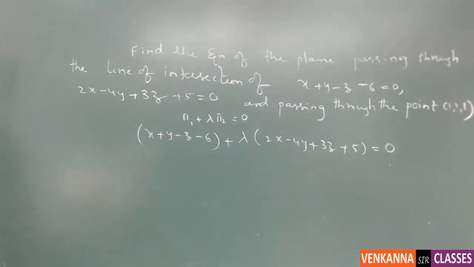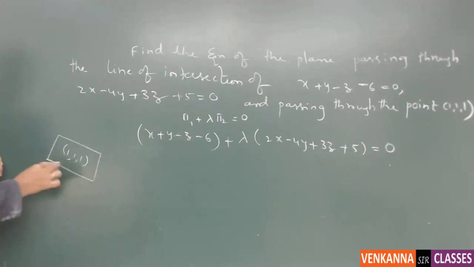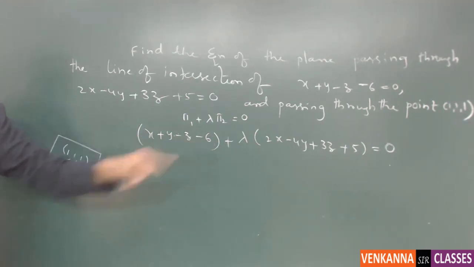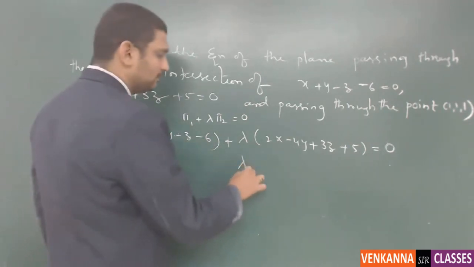Now I want to determine the value of lambda as per the problem condition. It is given that the new plane passes through the point 1, 1, 1. It means that our required plane contains the point 1, 1, 1. So obviously 1, 1, 1 satisfies the plane equation. So let us substitute 1, 1, 1 in place of x, y, z here and give me the value of lambda.